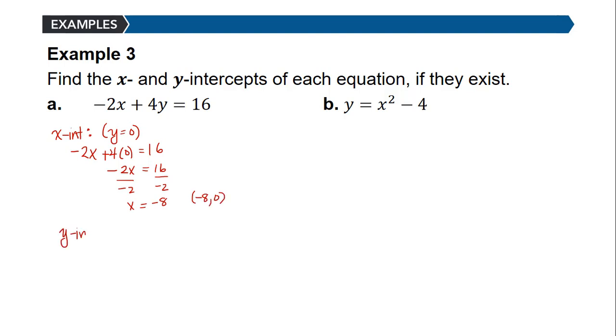For the y-intercept, let x equal 0 and solve for y. We would get negative 2 times 0 plus 4y equals 16, or 4y equals 16. So dividing by 4 gives us y is equal to 4. Therefore, the y-intercept is the ordered pair 0, 4.